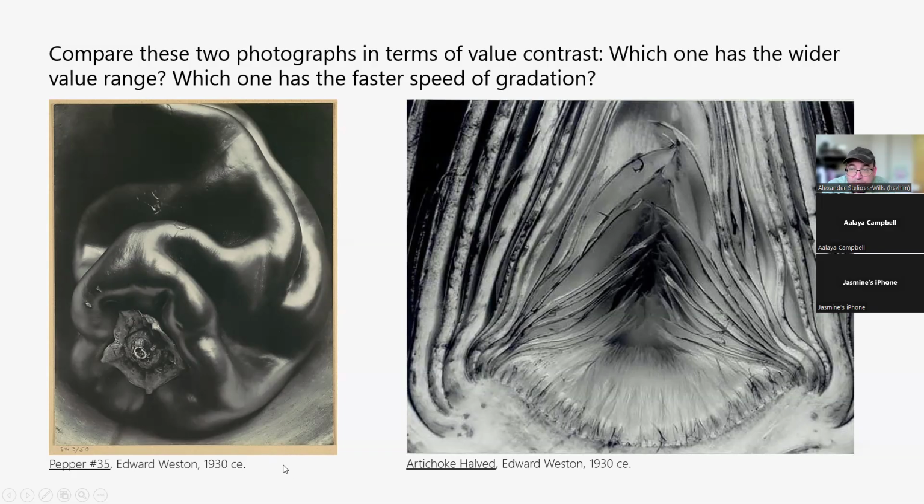So therefore, the artichoke actually has the wider range, and yet the pepper is the one that feels like it has the greater value contrast. And that's kind of my proof as to why speed of gradation is actually the more important issue. How fast the values move from light to dark is the thing that we really respond to.